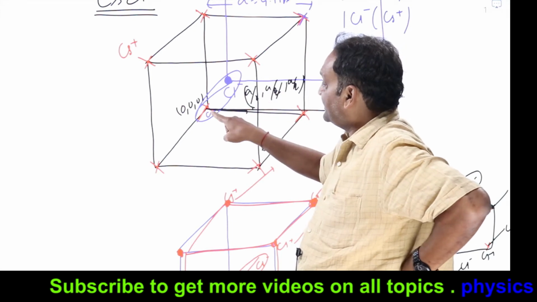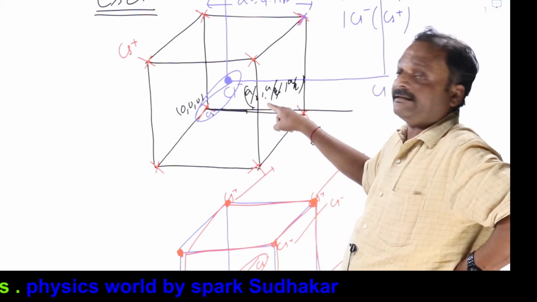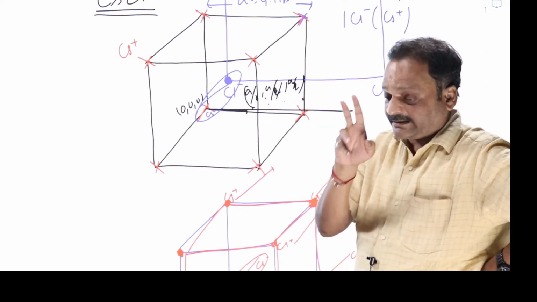If one Cs+ is at the origin (0, 0, 0), the other, the Cl-, will be at (a/2, a/2, a/2). Okay, this is how we analyze 2 atom basis structures.